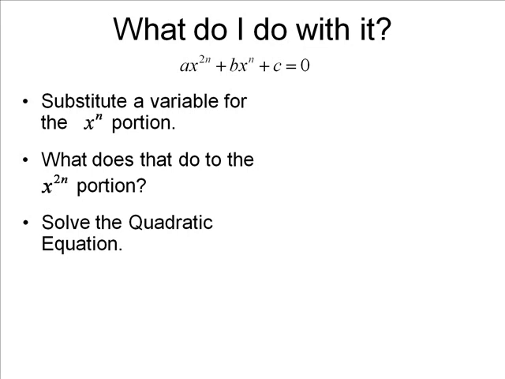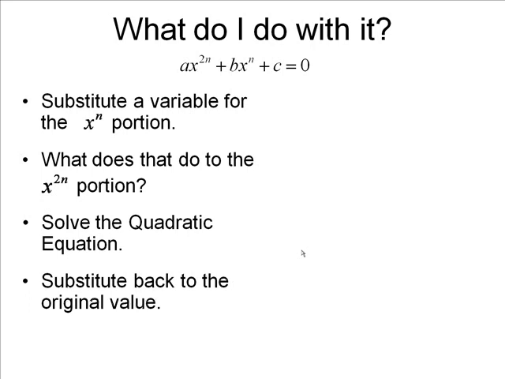But the difference is when you solve, you're solving for q, not x. So you then substitute back to what you had to begin with. Remember, x cubed was q, so q goes back to x cubed, and then you finish solving whatever your new equation is. It's much easier to do than it is to explain. Once you get into a few of them, you'll do just fine, and this will make much more sense to you if you look back at it.